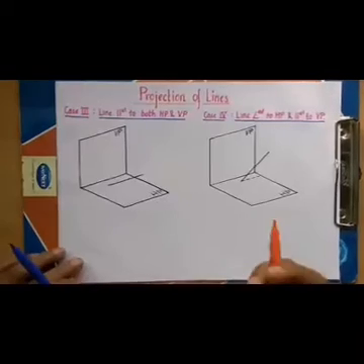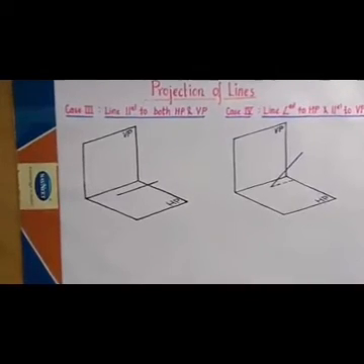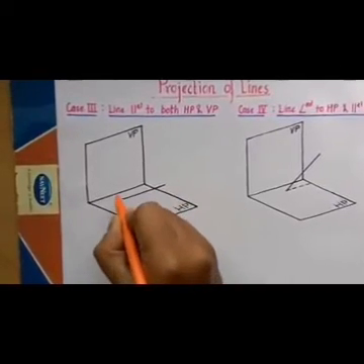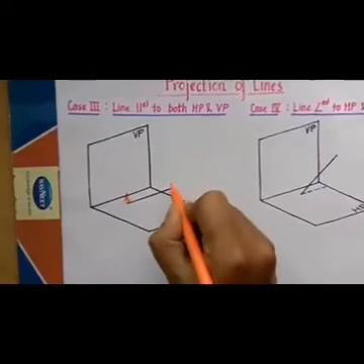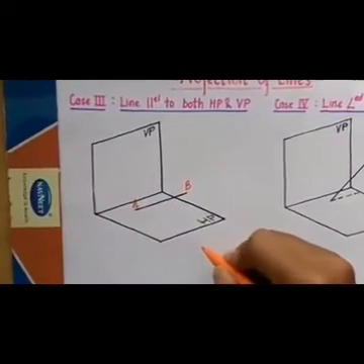Alright guys, this is case number 3, and in this case we have a line parallel to both the horizontal plane as well as the vertical plane. Let us say that this is our line and the endpoints are named A and B, and now we need to look at this line in 2 different ways.